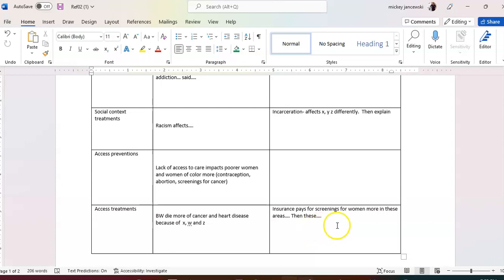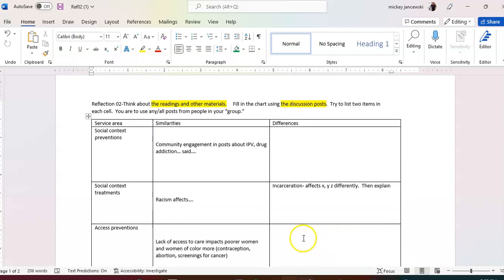And again, here's an example of a difference that you might see in your discussion board. So insurance pays for screening for women more in these areas than in these areas. And again, that's going to come from your discussion board. So this is a very difficult reflection because I'm asking you to take all of the reading and materials that you used and review the discussion posts of the group members in your discussion board, and then look for similarities and differences in women's health for prevention and treatment.